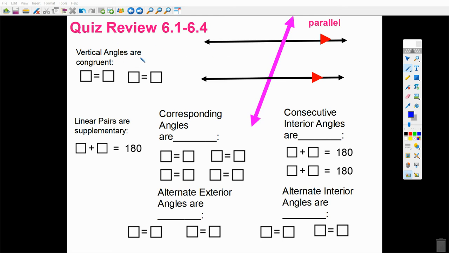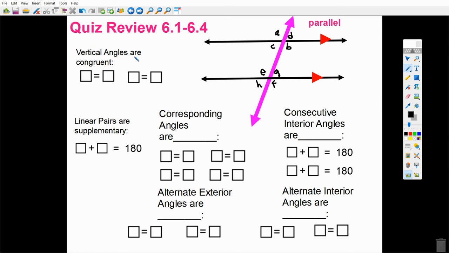All right, so vertical angles are congruent. So I'm going to go ahead and use my colors. So remember, vertical angles, I'm going to go ahead and actually write in some letters, A, B, C, D, E, F, G, H. Okay, so it doesn't matter if I use a letter or a number or a symbol, a happy face, a star, a heart, whatever. It's just the name of the angle.